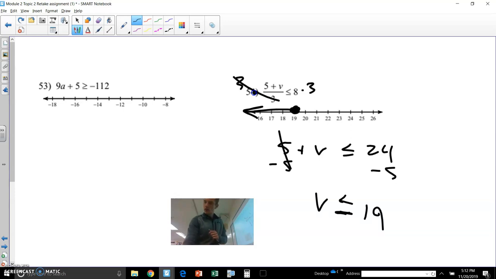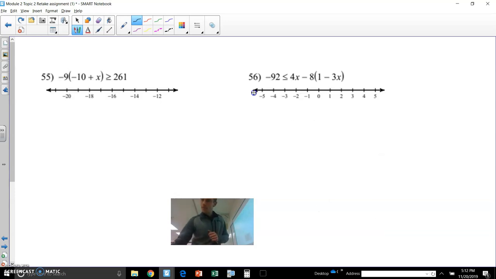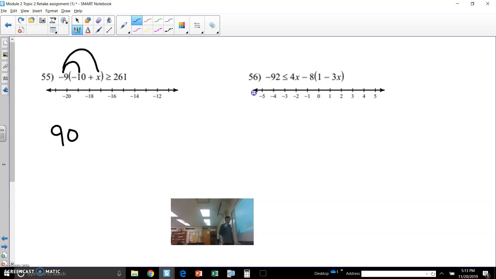Let's try on the next page, number 55. Or maybe it's number 11. Some of our numbers may be different, but the numbers in the problem should be the same. So let's start with distribution. Negative times a negative is positive 90. Negative times a positive 1x. Negative 9 times 1 is negative 9, but I also have the x there. And then I need greater than or equal to 261.